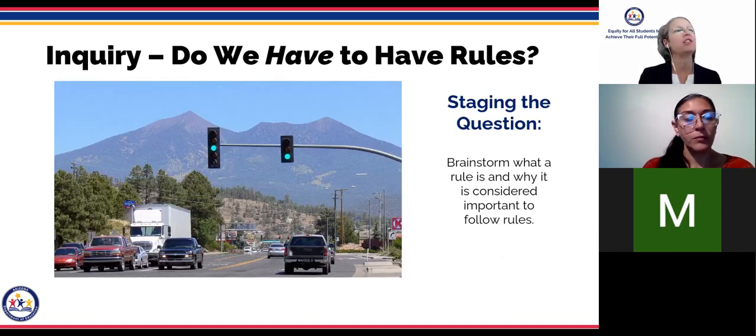So it starts with staging the question. In this case, we want the students to brainstorm what a rule is and why it is considered important to follow rules. Again, using images, especially for our young kiddos, right? You can make it local. This is a picture from an intersection in Flagstaff, and what's great is you can take these and modify them for your neighborhood. Go out and take a picture of maybe the intersection right by your school and use that. And maybe you can say, okay, what rules do you see being followed in this picture?